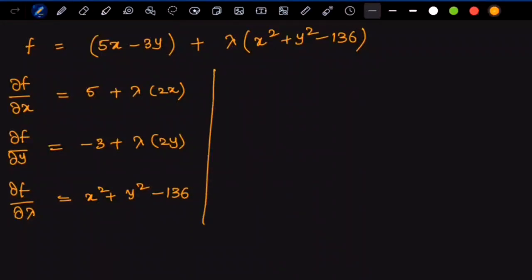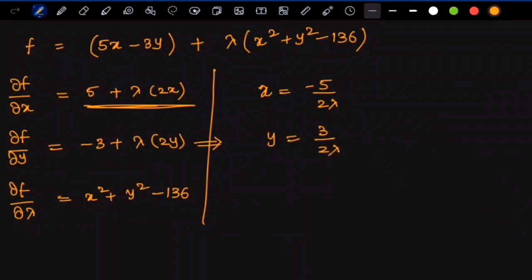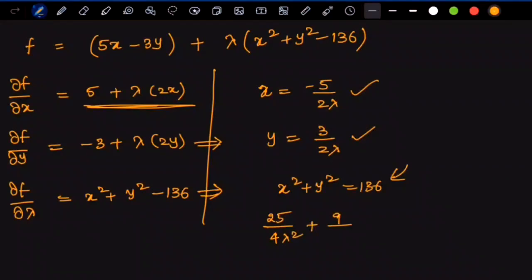You have three equations and three variables. If you set this to 0, you will get x is equal to minus 5 upon 2 lambda. If you set this to 0, you'll get y is equal to 3 upon 2 lambda. And if you set this to 0, you will get x square plus y square is 136. So now let us substitute the values of x and y into this particular equation. Then you will get 25 upon 4 lambda square plus 9 upon 4 lambda square is equal to 136. That is simply 34 upon 4 lambda square is 136.